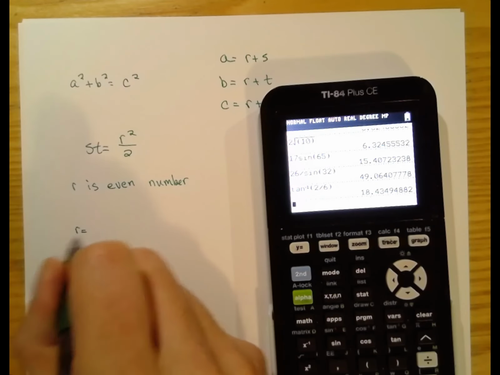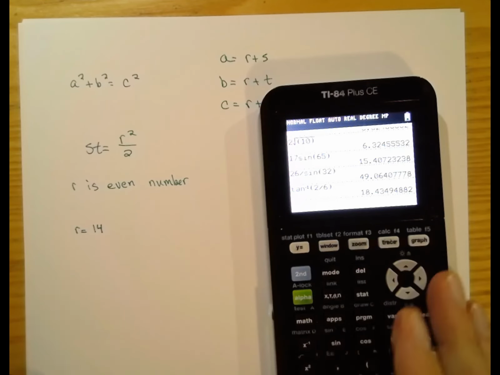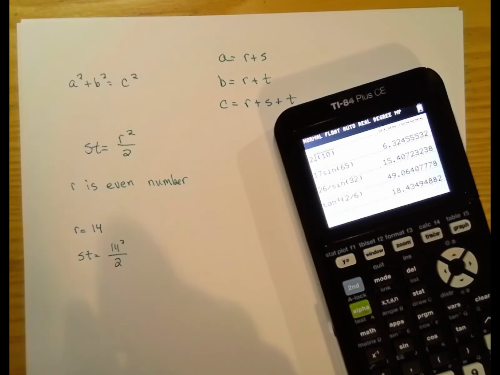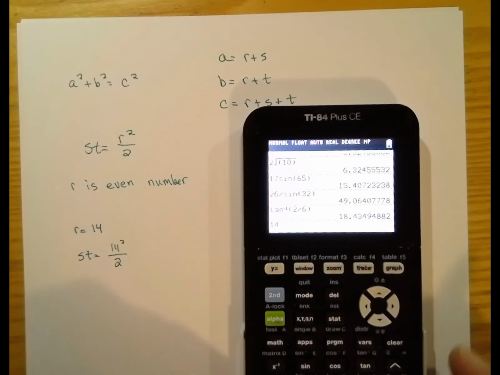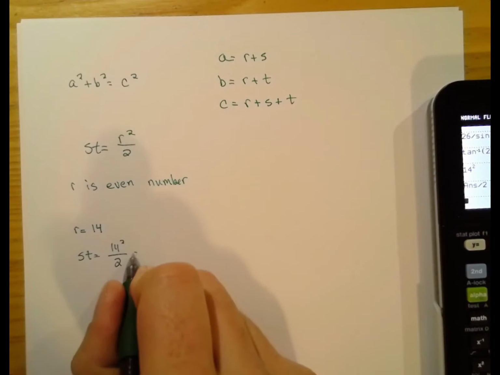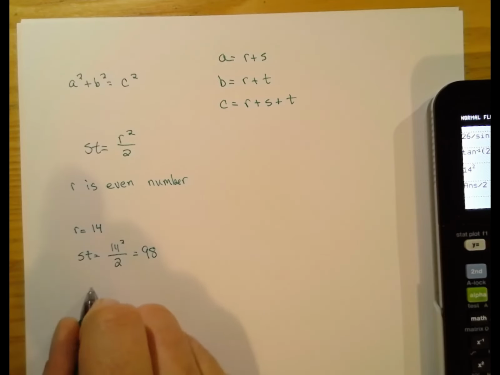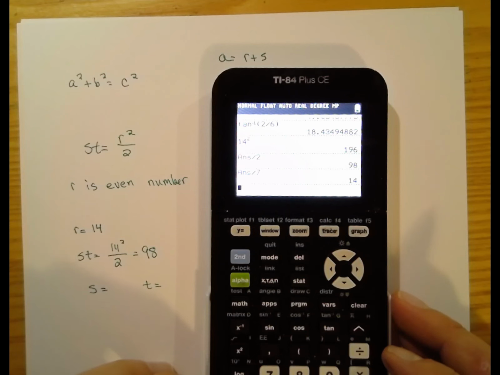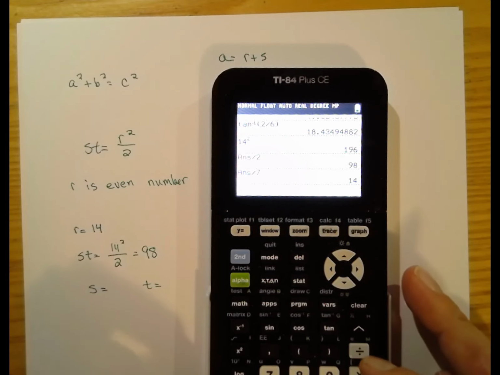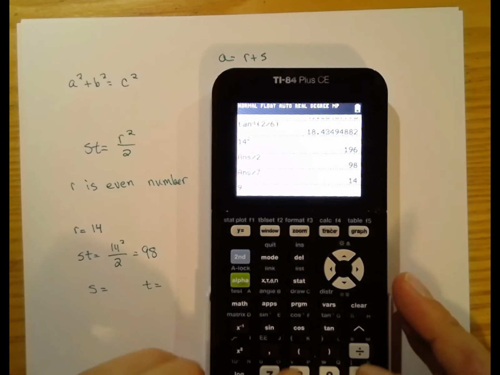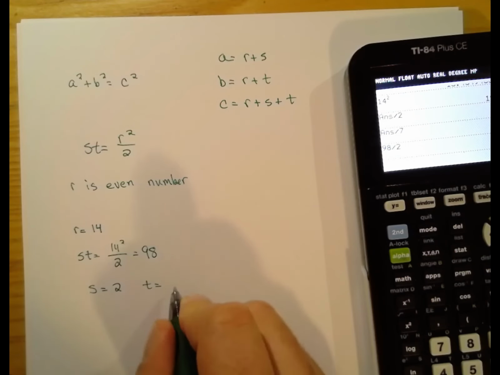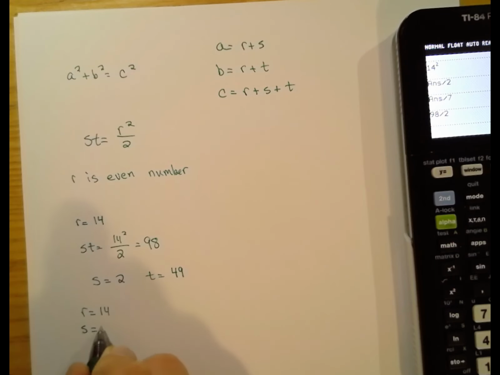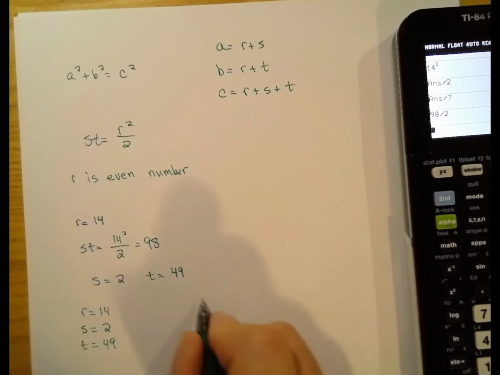So let's say R is equal to 14. So ST is going to be 14 squared divided by 2. So I think that's 98, but I'll just double check. 14 squared divided by 2. Yes, it is 98. So I just need to think now of two numbers that multiply together to be 98. And 98 divided by 7 is 14. I don't like that. Let's do 98 divided by 2, 49. Yeah, let's do 2 and 49. Okay, so R is 14, S is 2, T is 49. We'll generate the Pythagorean triple.